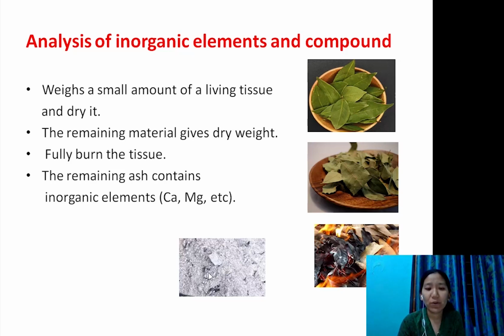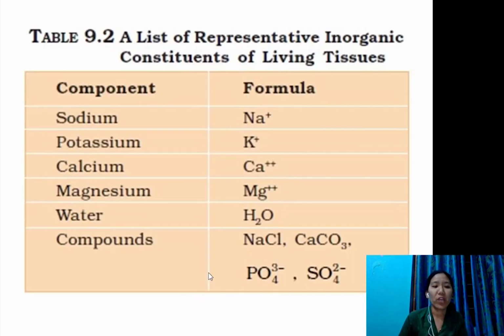So let us look at some of the inorganic elements and compounds present in living tissues. Some of the inorganic components are sodium, potassium, calcium, and magnesium, and then it contains water as a compound. Other compounds are sodium chloride, calcium carbonate, phosphate, and sulfate. So these are some of the inorganic constituents of living tissue.